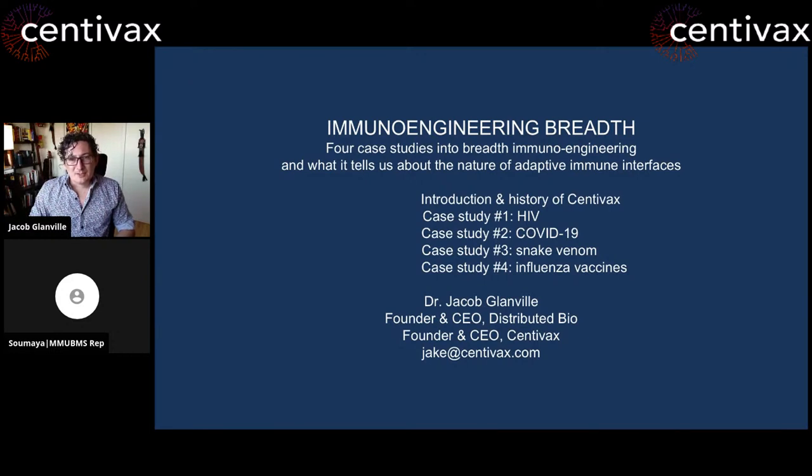But the reason I'm telling it is that it speaks to the same problem of recognizing that there are certain conserved sites on polymorphic proteins. And if you can target those, these sensitive epitopes, then you can hit not just one species, but you can hit many different species. So the same principle that is true in creating a broadly neutralizing antibody against HIV or influenza or the coronavirus, those same principles are also true in snake venom.